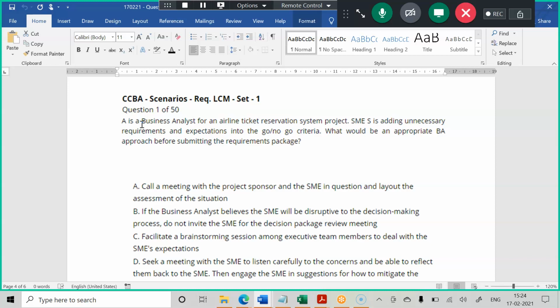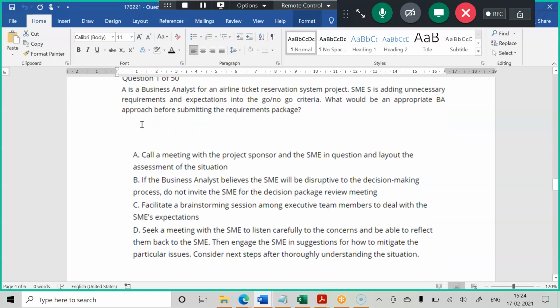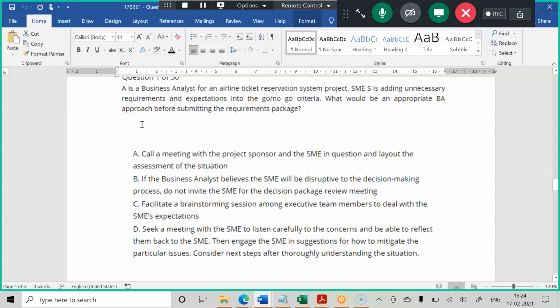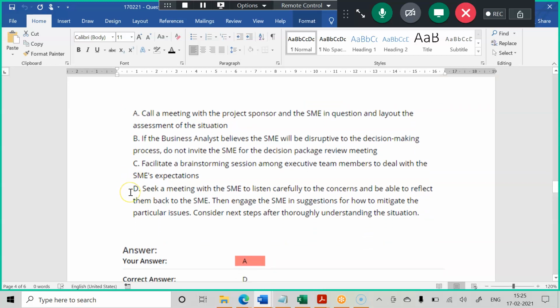As a BA, what you typically would do is try to discuss with that SME first. Just call that SME for a meeting and understand his concerns. He may have some concerns as to why he is doing this. Why was he not present during any of the review meetings, or was he not available when the requirements elicitation happened? So try to understand those concerns, or what exactly happened as to why he is adding so many requirements at the last minute. So that's why option D is the answer.